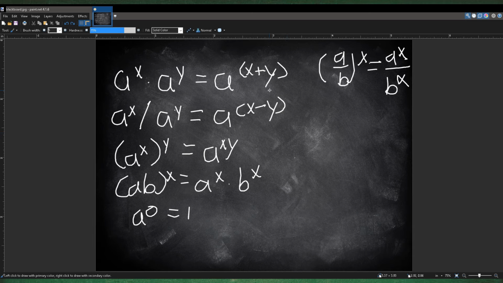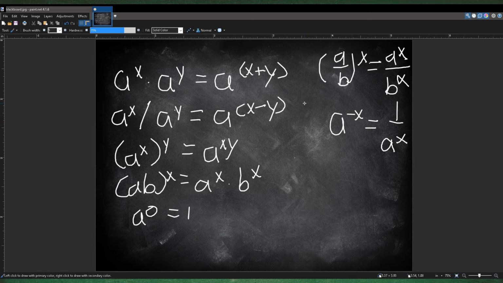So we already covered the 0 exponent, which is right here. And then we have the negative exponent. Like we have a to the power of negative x. This would be the same thing as 1 over a to the x. So just know if it's negative, you put it on the denominator.